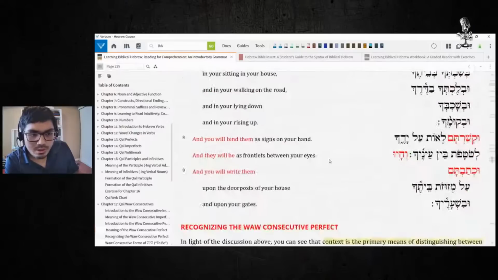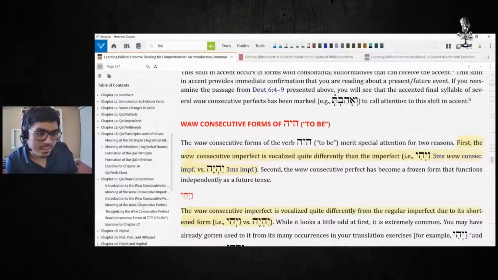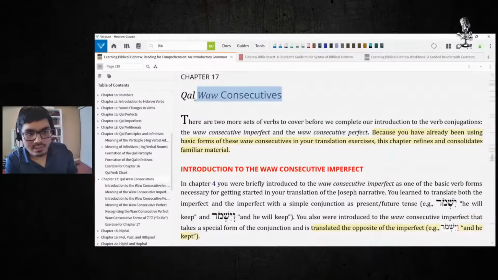So this will be all of the forms that you'll encounter for the Qal stem. So you know how the Vav consecutive works now. You've run into it already. Now you have a fuller idea of how it functions. If you look at the chapters we have just covered, we've learned the perfect, the imperfect, the volitional, participle, infinitives, and the Vav consecutives. And these are all for the Qal stem. I just want to make note of that.